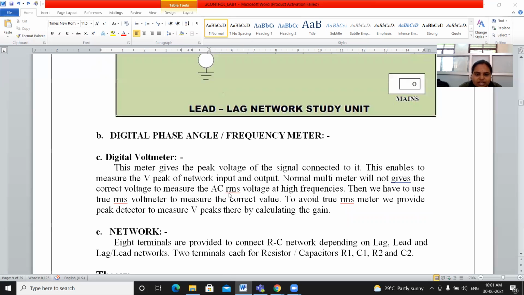For that reason, AC RMS voltage at a high frequency will be preferred. Then we have to use a true RMS voltmeter to measure the correct value. To avoid a true RMS meter, we are providing a peak detector to measure V peak, thereby calculating the gain. This is about the digital voltmeter, how it is going to be used.